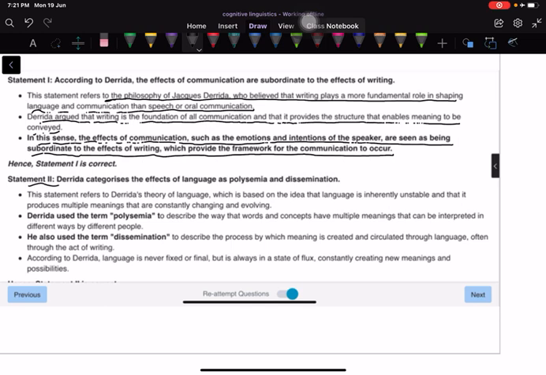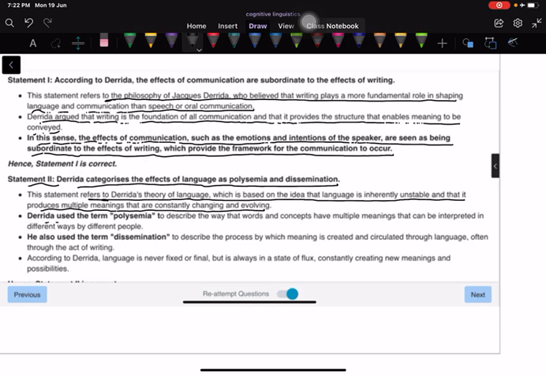Now, the second statement, Derrida categorizes the effects of language as polysemia and dissemination. This refers to Derrida's theory of language, which is based on the idea that language is inherently unstable and that it produces multiple meanings that are constantly changing and evolving. Derrida used the term polysemia to describe the way words and concepts have multiple meanings that can be interpreted in different ways by different people.